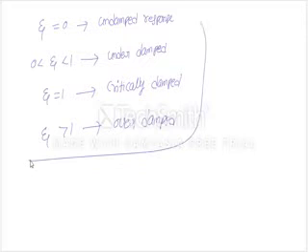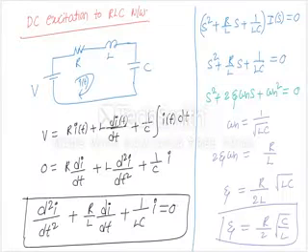So for the series network, according to zeta, we can decide now. Just remember this formula. Zeta is equal to R by 2 into square root of C by L. From this, we can identify the response.